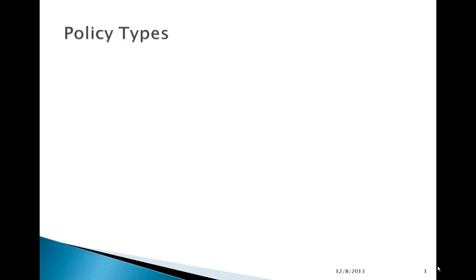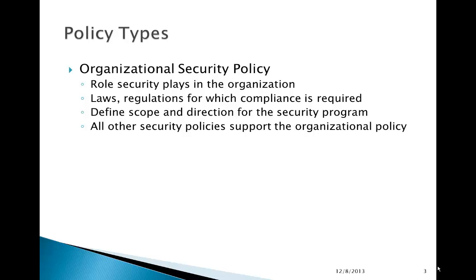Now, what are some of the policy types in terms of the information security world? There's the organizational security policy. It defines the role security plays in the organization, specifies the laws and regulations for which compliance is required, and defines the scope and direction of the security program. All other security policies should support this organizational policy. It's the keystone or the center of the security practices of an organization. It establishes at a very high level who is ultimately accountable for information security in the organization.